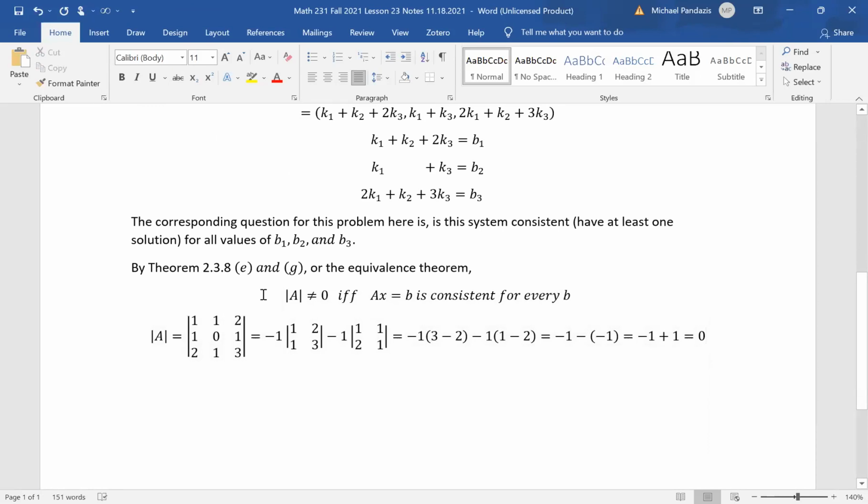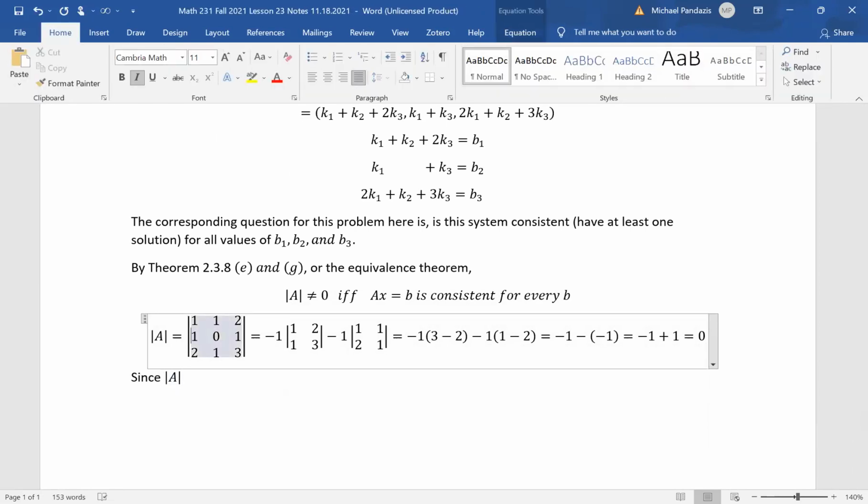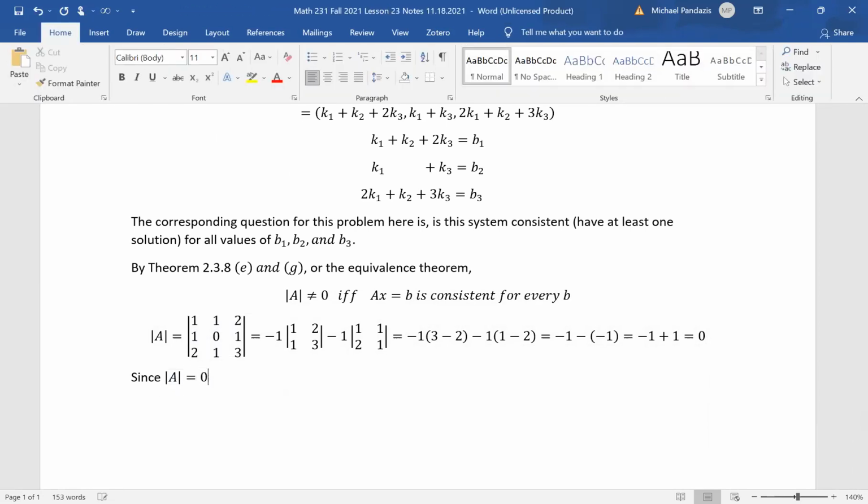Okay, so this statement is saying that the determinant of A is non-zero if and only if AX equals B is consistent for every B. So since the determinant of A does equal 0, it is false that the determinant of A does not equal 0.